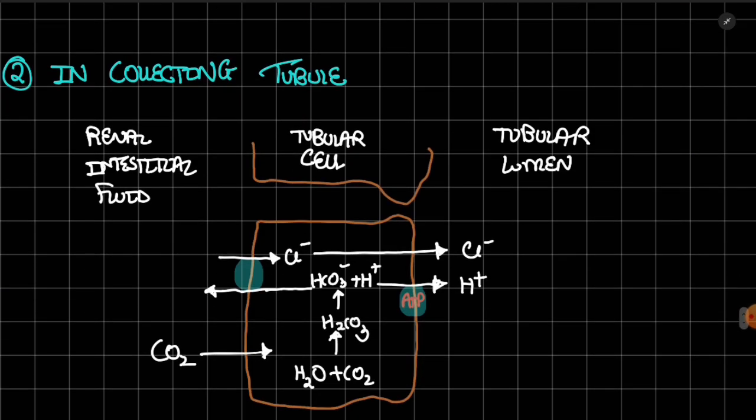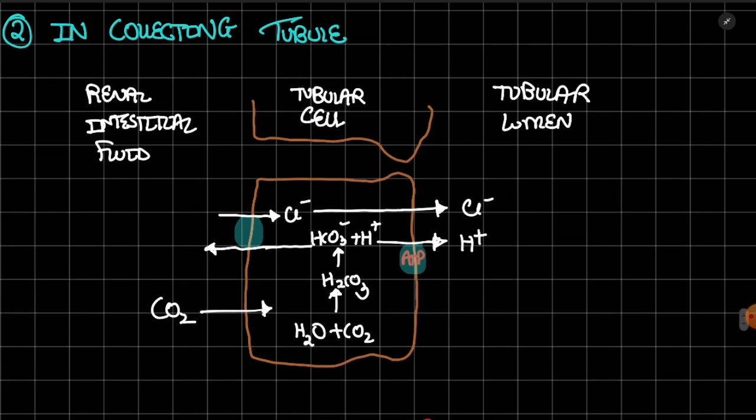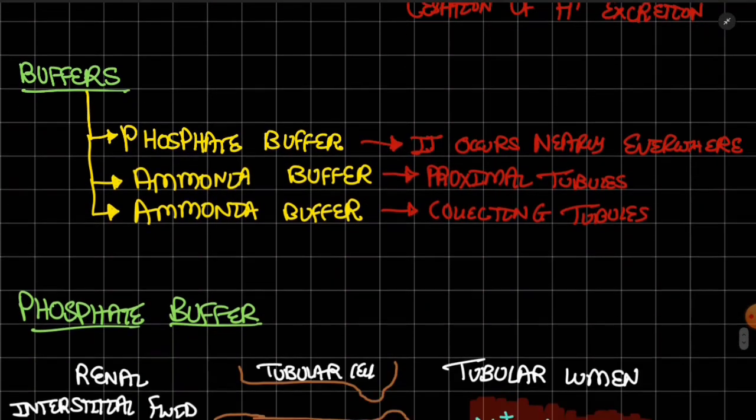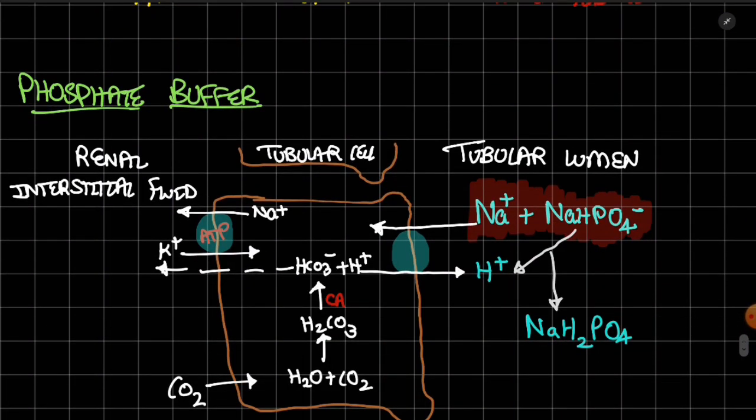In the collecting tubule, what happens? The same H2CO3 procedure. HCO3 is exchanged for Cl minus, with active transport of H plus. The Cl minus is passively excreted and HCO3 is exchanged for it. So this is the normal procedure; if the threshold is crossed, then the phosphate buffer and ammonia buffer come into action.